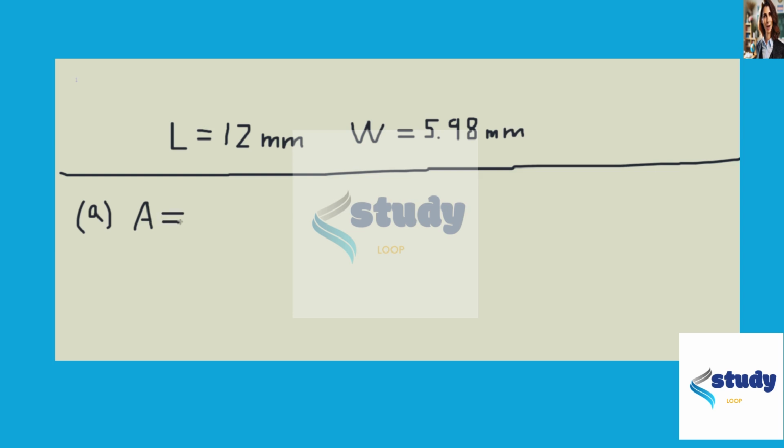For part A, we're asked to find the area, where here, area is just going to be equal to length times width. So plugging in the values for length and the value for width, we find that the area is equal to, and again, reporting 2 significant figures, it's 72 millimeters. So we can box 72 millimeters in as our solution for part A.